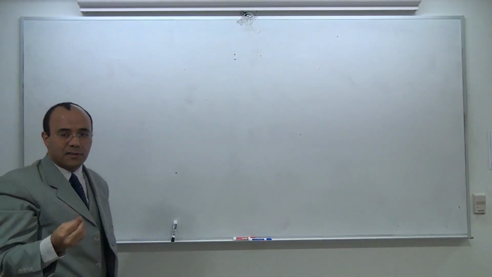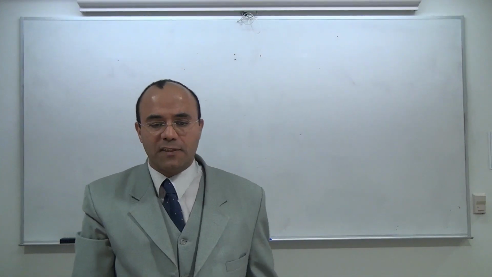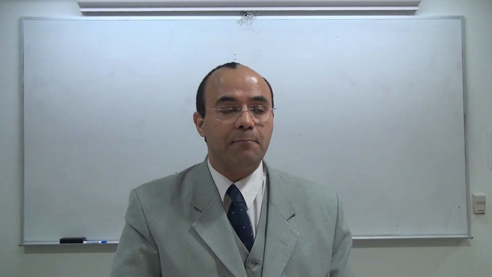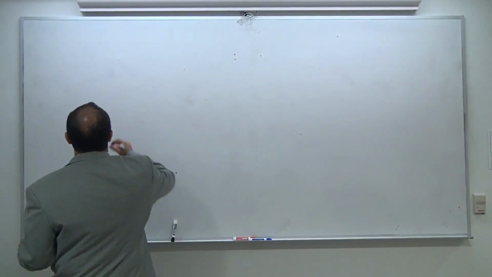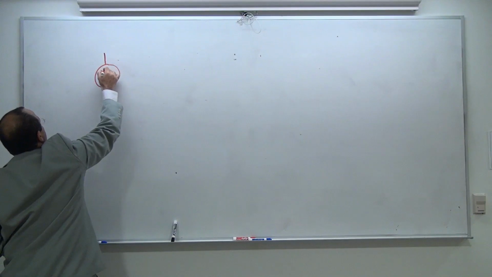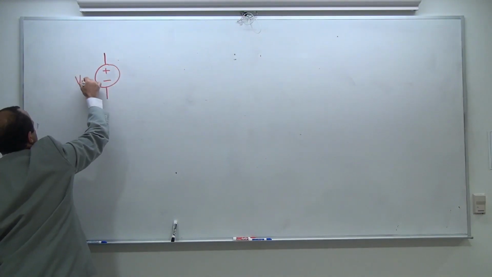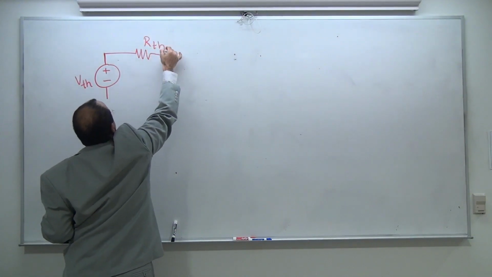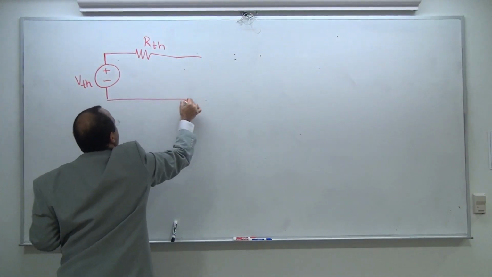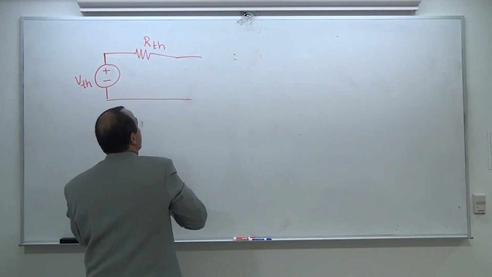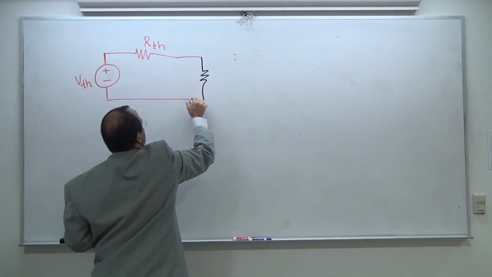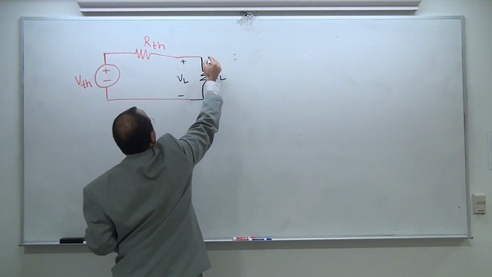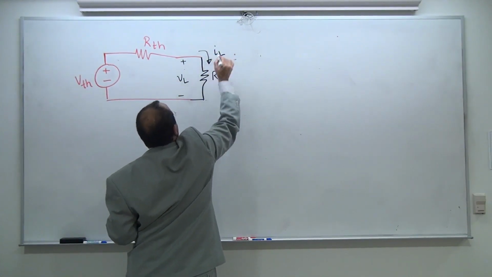Now there is a reason for the majority of devices that you see that they have a 50 ohm input impedance. Here is my general scenario. That's going to be my V Thevenin, and this is going to be my R Thevenin. Of course, we are talking about DC at this time, and then there is going to be a load. This is going to be RL, this part is going to be VL, and this one is going to be IL.